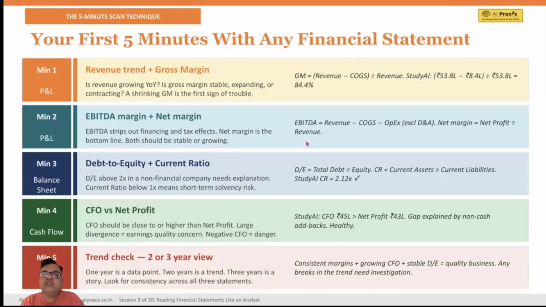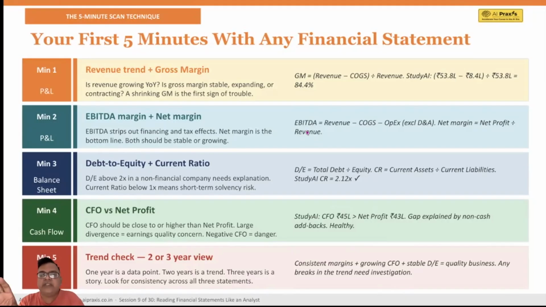We'll move to the balance sheet now, right? Debt to equity is total debt divided by the equity. If this is 2 times in a non-financial company, it needs explanation. Second, that is the current ratio. Current assets divided by current liabilities. Very simple. If this is below 1, it means the company may struggle, because assets should be more, liabilities should always be less, to meet short-term obligations. Take the example. In case of Study AI, it's very simple, 2.12 times, which is a very healthy current ratio.